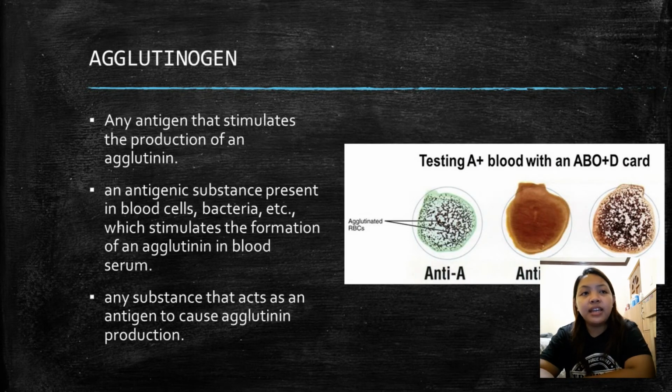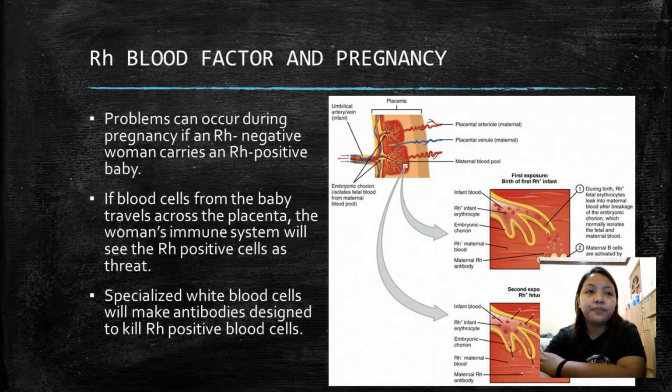Agglutinogen. Any antigen that stimulates the production of an agglutinin. It is an antigenic substance present in blood cells, bacteria, etc., which stimulates the formation of an agglutinin in blood serum. Agglutinogen is any substance that acts as an antigen to cause agglutinin production.